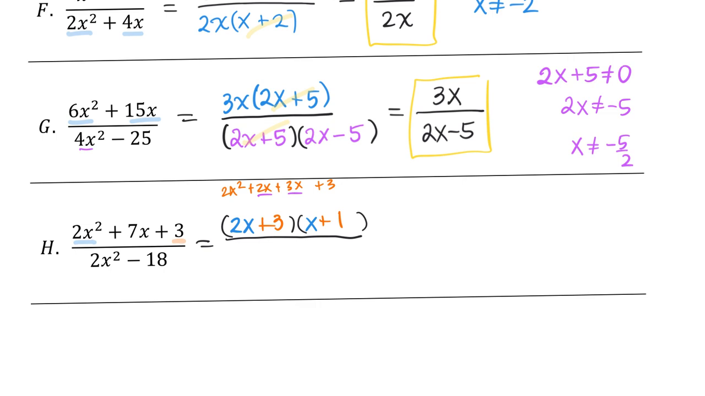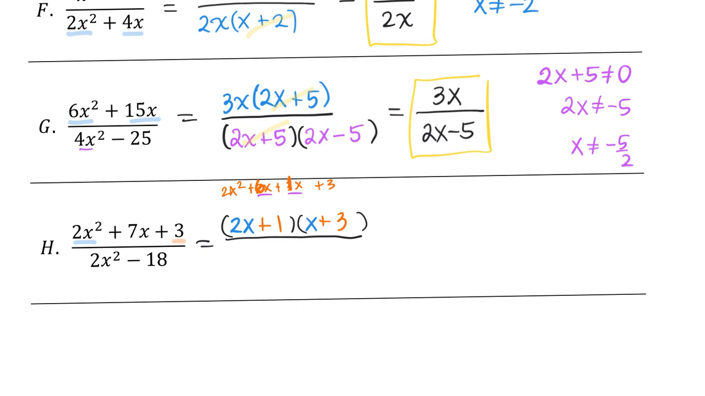Okay, let me swap them. This must be 1 and 3. 1 times 3. Okay, let me check it again. 2x squared. 2x times 3 is now 6x. 1x. 6x and 1x is 7x. Okay, that's good. I'm happy with the top.